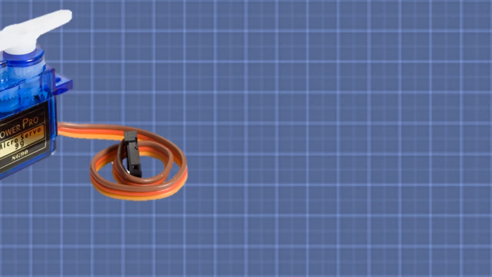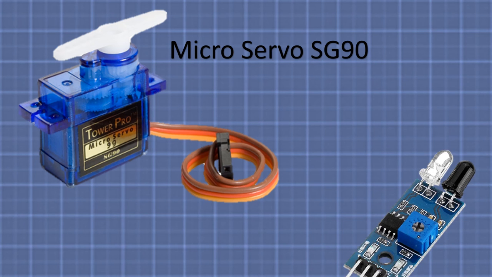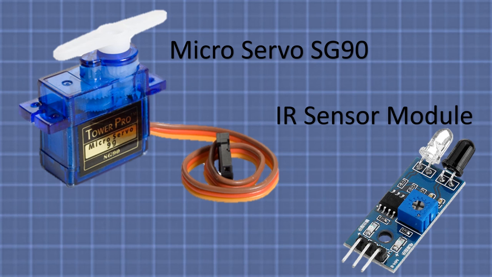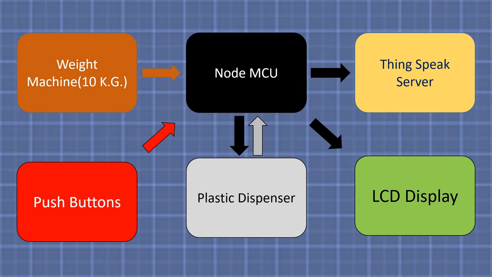For the plastic dispenser, I use a wooden box, and in front of the wooden box, I fix a micro servo SG90. It will open and close the gate of the wooden box, which is basically a plastic dispenser. And for counting the dispensed plastic, I use an infrared sensor module, which will count the number of dispensed plastic and send the data to the NodeMCU board. After the whole operation is done, the data is uploaded to the ThingSpeak server.